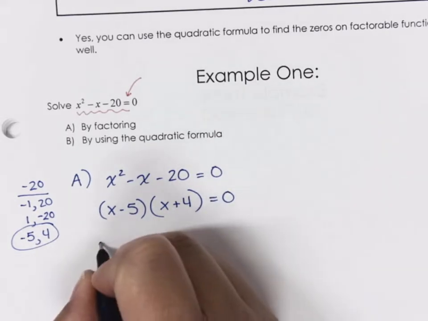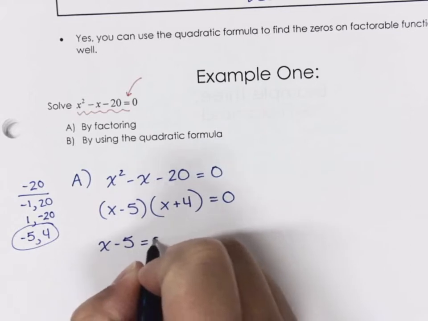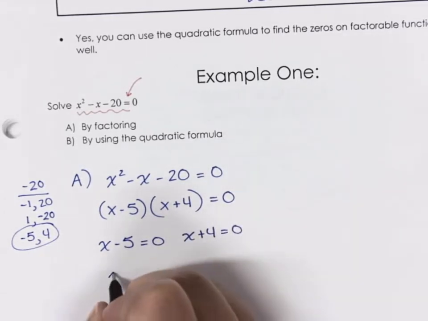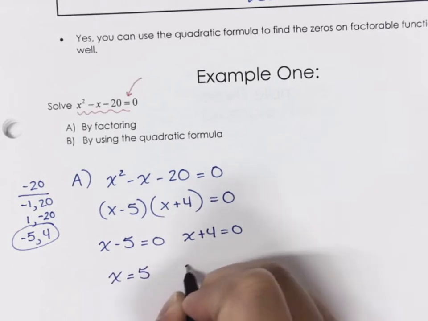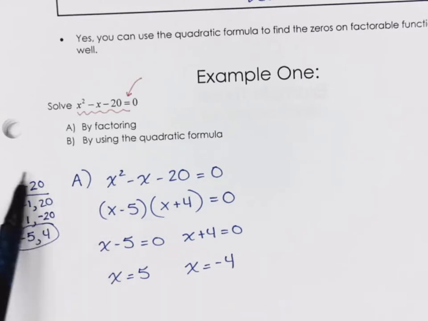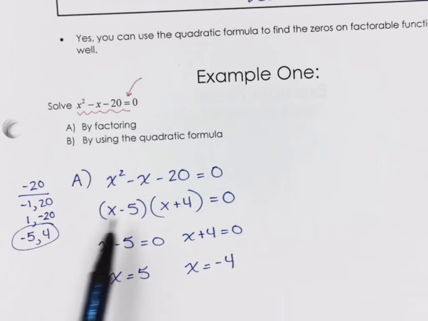So then we're going to set each factor equal to 0. And we're going to have x equals 5 and x equals negative 4. So that's nice and fast, right? And with me not talking, can you skip from this step to this step? Of course. Do you have to write this stuff? No, you don't.